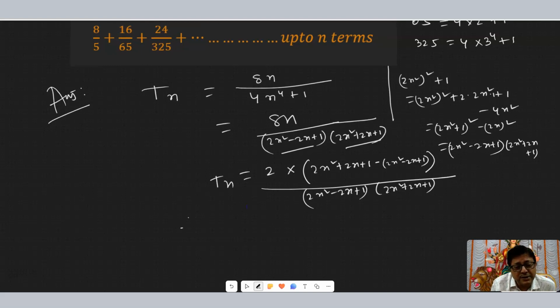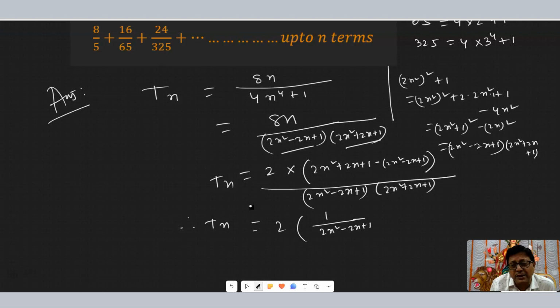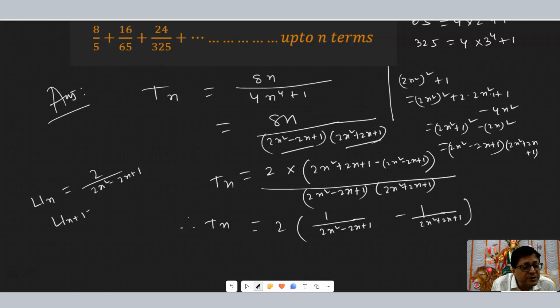Just let us rewrite. It is 2 into, now if you go by division, this is going to be 1 by 2n square minus 2n plus 1 minus 1 by 2n square plus 2n plus 1. Alright. Now check. If you have taken un equal to 1 by 2n square minus 2n plus 1, un plus 1 is actually what? 2 into n plus 1 whole square minus 2 into n plus 1 plus 1. Yes, because 2n square will be there, 4n minus 2n, it's coming that one.